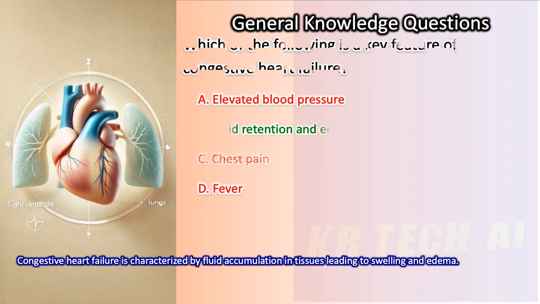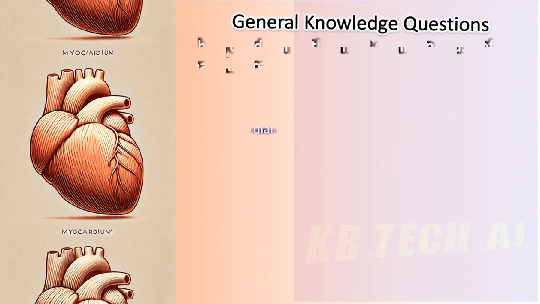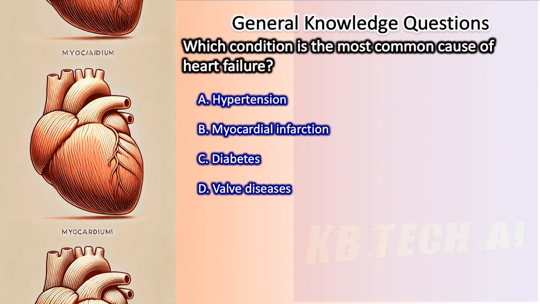The answer is option 2. Fluid retention and edema. Which condition is the most common cause of heart failure? Option 1. Hypertension. Option 2. Myocardial infarction. Option 3. Diabetes. Option 4. Valve diseases.